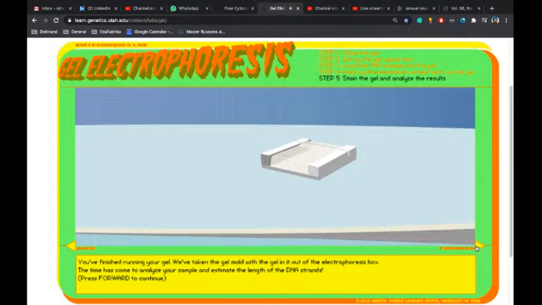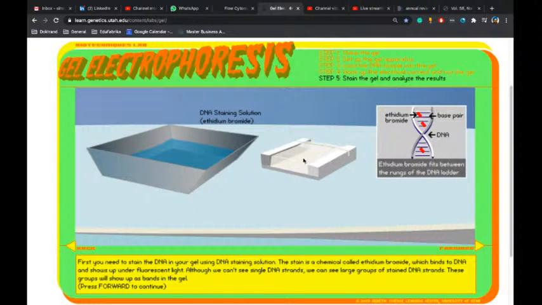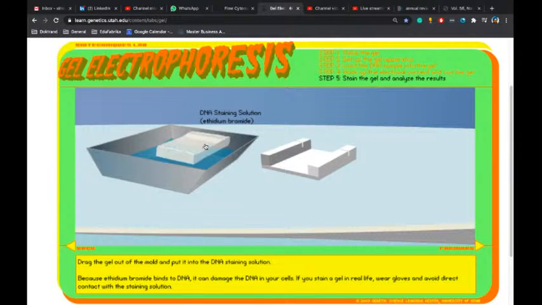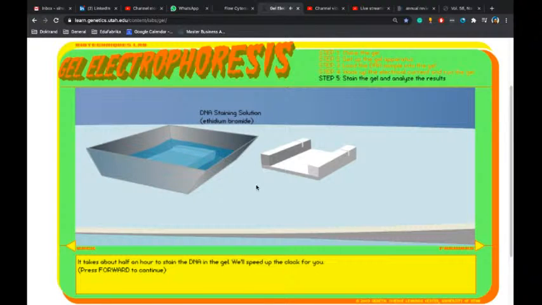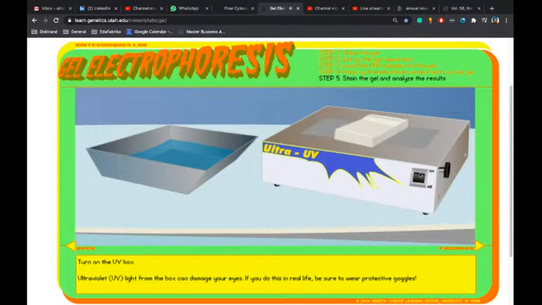So now it's time to analyze the data. We put the gel into the ethidium bromide, which will attach to the base pairs of the DNA. Like this. It takes about half an hour to stay in the gel, and we will speed up the clock for us. And then we check our DNA under the UV light. Turn on.